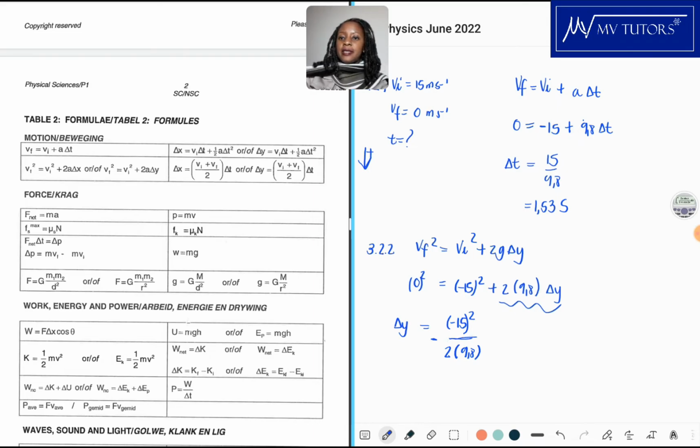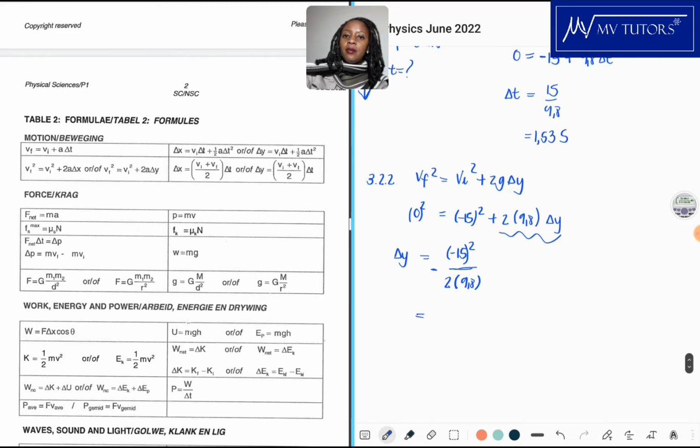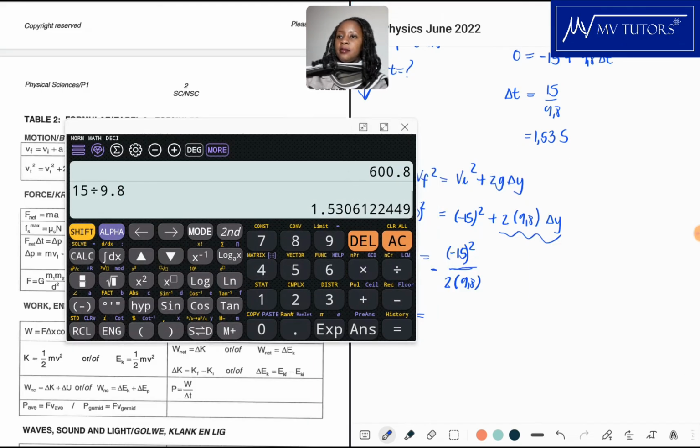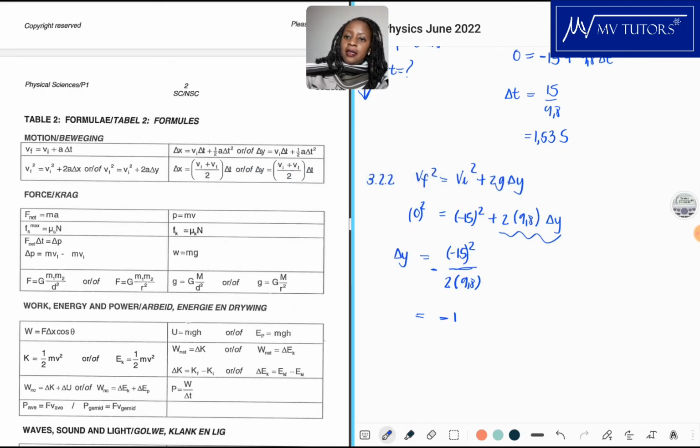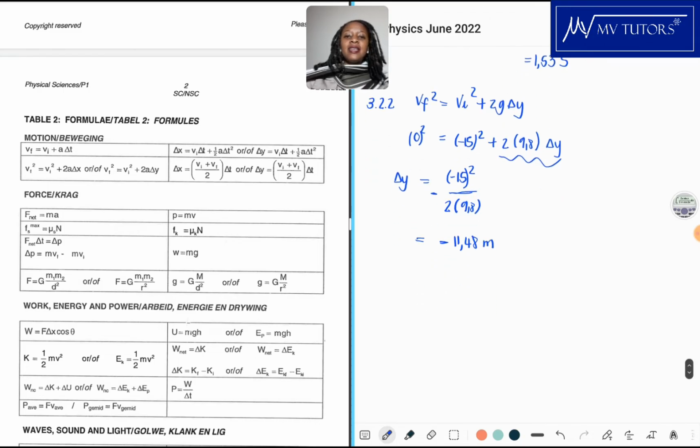All right. And then, yeah, so 15 squared. So you have 15 squared all over 19.6. But let's just put it in 2 times 9.8. And we get 11.48. Okay, negative 11.48 meters. Okay, which just means it's upwards. So the actual magnitude is just 11.48 meters.